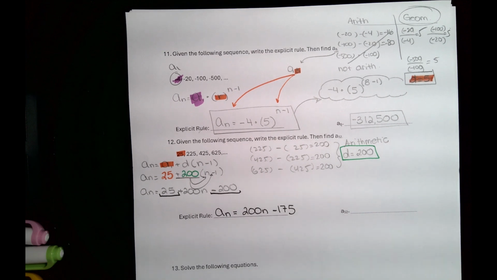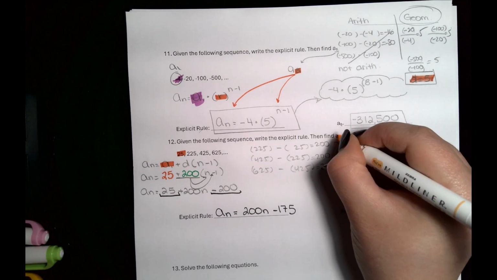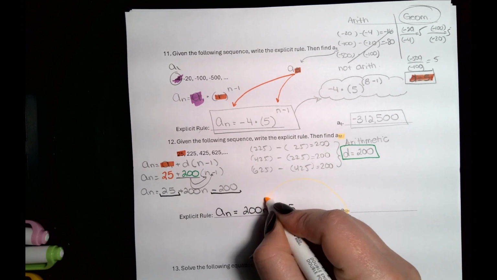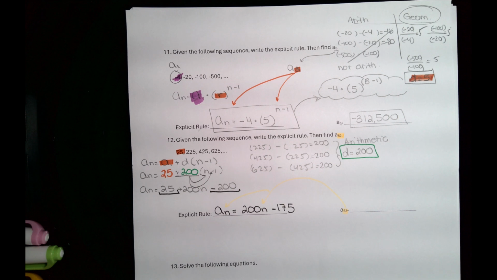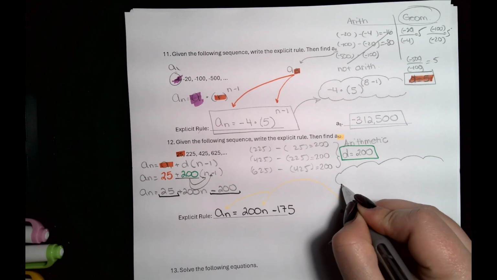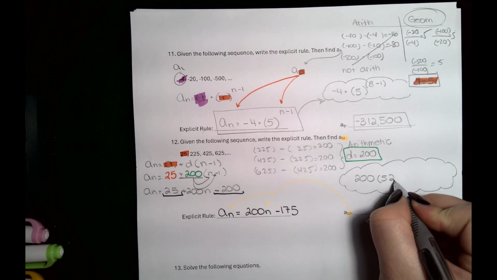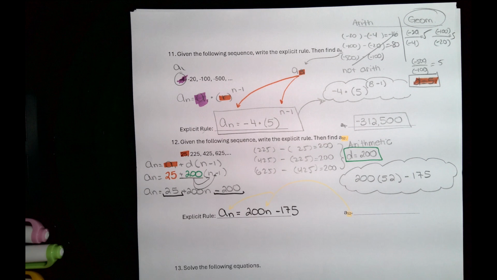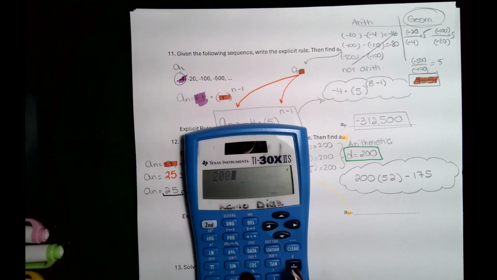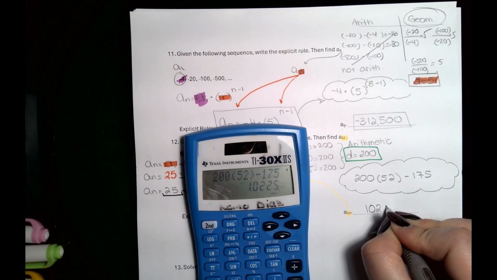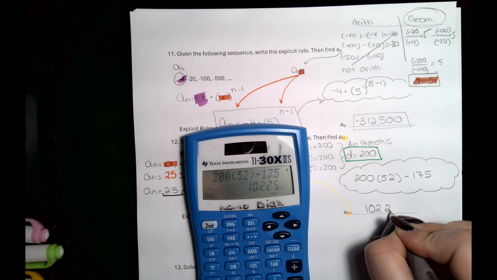To find your a sub 52, you're going to take that 52 that they are asking, and you're going to put that 52 into your equation. Here's a thinking bubble. This is what I'm going to type into my calculator. 200 times 52 minus 175. This is my formula. This is what I type in. 200, open, 52, close, minus 175. And I get 102,000. Just kidding. I get 10,225. I misread.